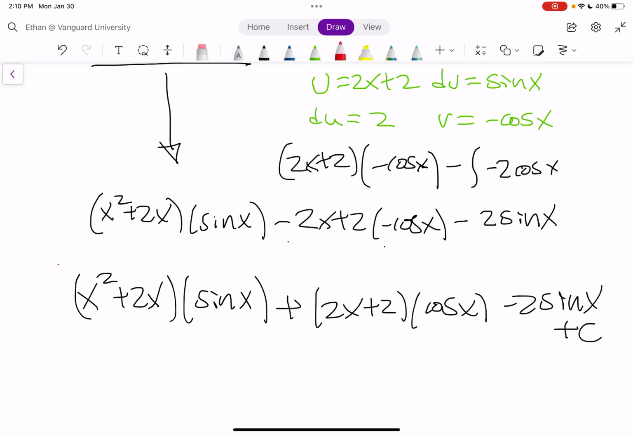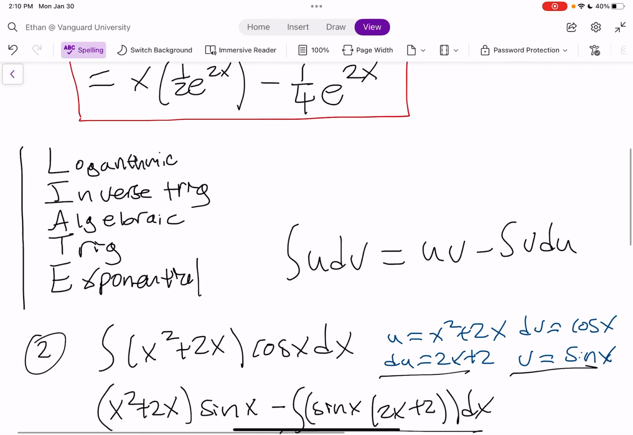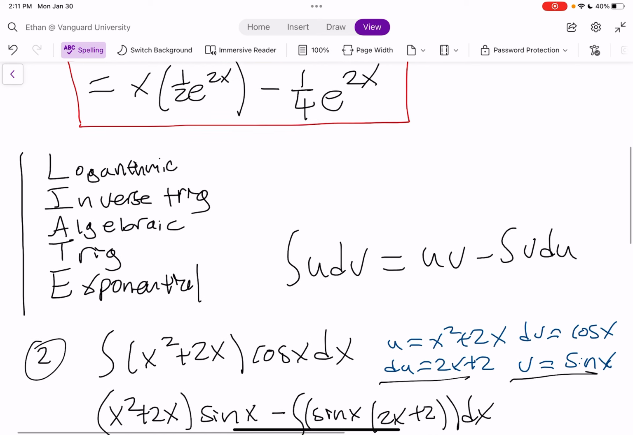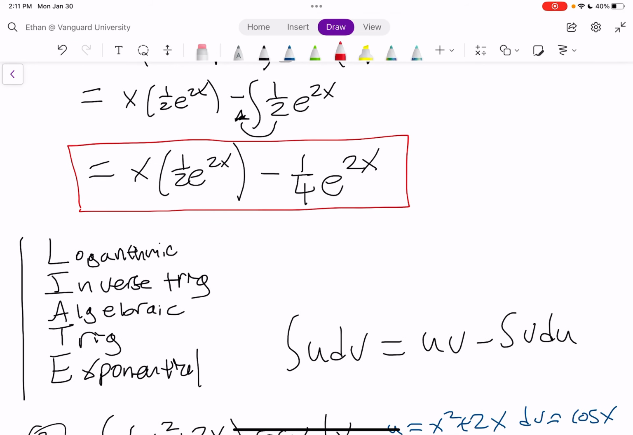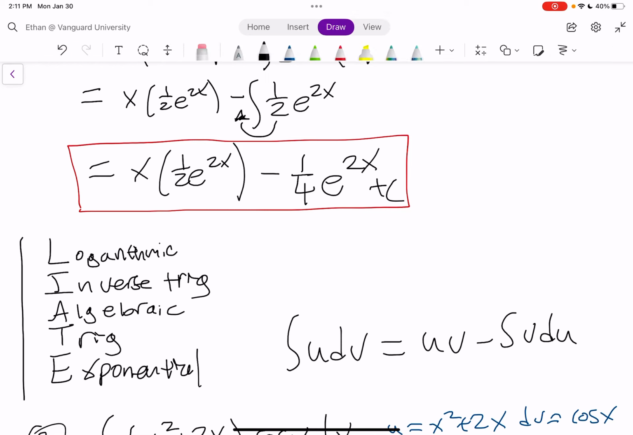Don't forget plus c. And actually, I just realized I forgot a plus c in the top right here. Plus c. Nice. Don't forget those plus c's. All right, and that right there is how you do integration by parts. Don't forget your LIATE method. It's really going to come in handy.